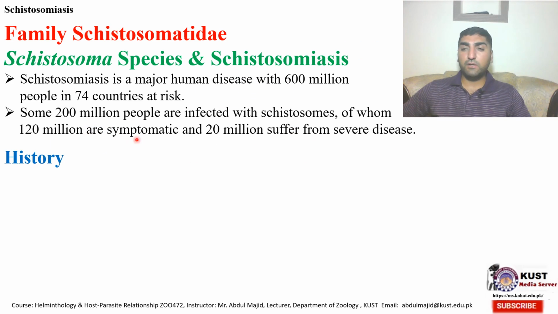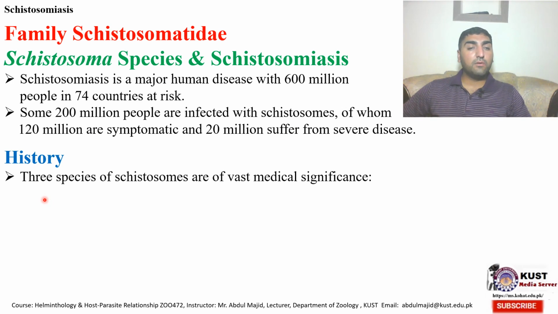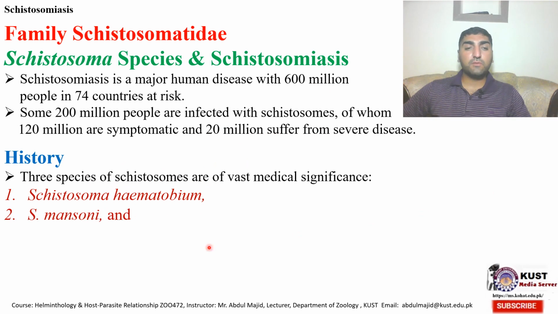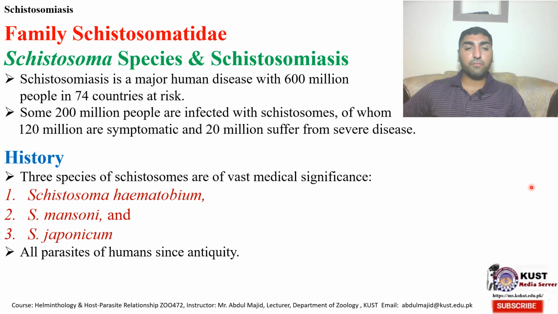History of the schistosome. Three species of schistosomes are of vast medical significance, which are: number 1, Schistosoma haematobium, Schistosoma mansoni, and Schistosoma japonicum. All are parasites of humans since antiquity.